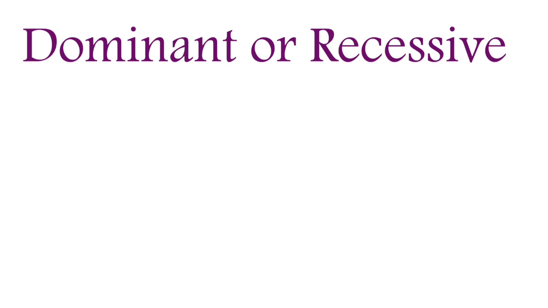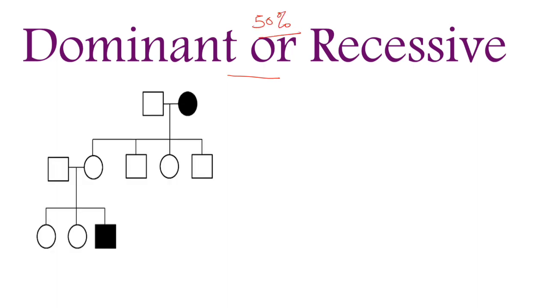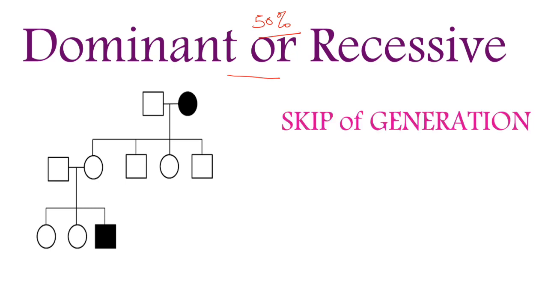So guys, whenever a pedigree is given to you, you first have to see whether the pedigree is dominant or recessive. And when you find this out, 50% of your problem has been solved. For this, you just have to look at two simple steps. Yes guys, just two simple steps. The first step is skip of generation.